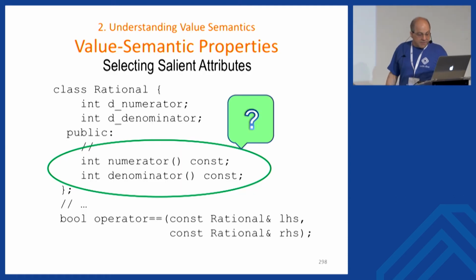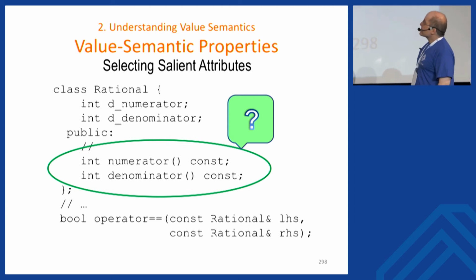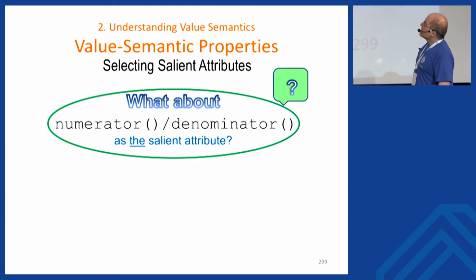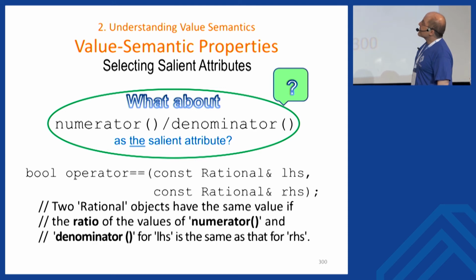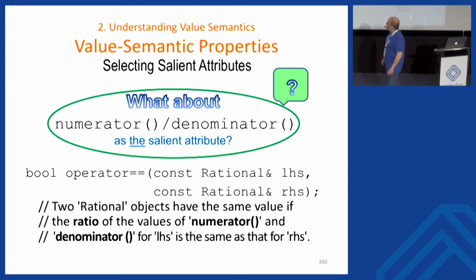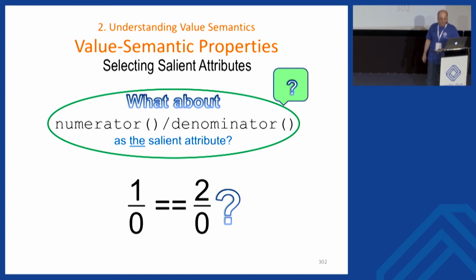So now we've got this notion of numerator and denominator. Should that be the salient thing? I've got operator double equals. Two rational objects have the same value if the ratio of the values of numerator and denominator for LHS is the same as for RHS. That's a possible definition. So 1/2 and 2/4, 1 over 0, 2 over 0. That doesn't matter. We can just ignore that.